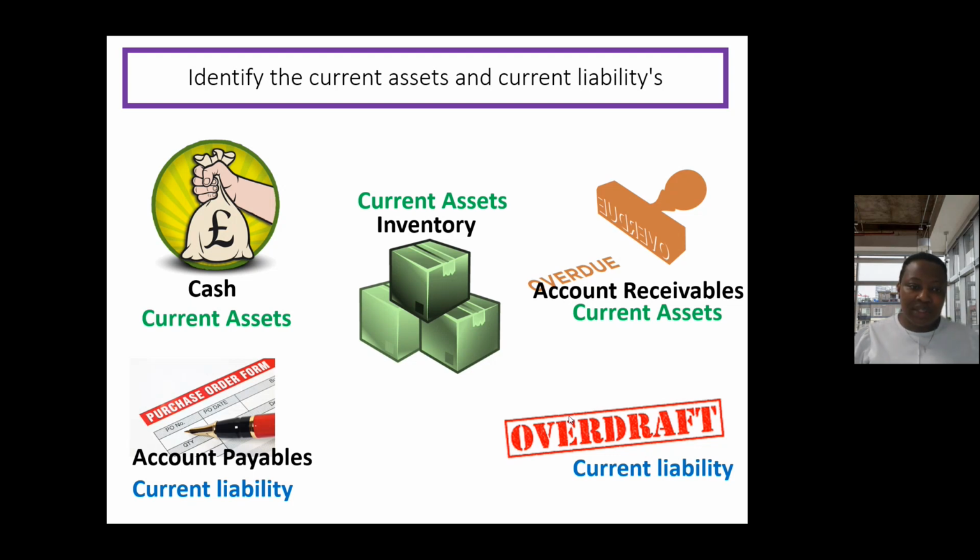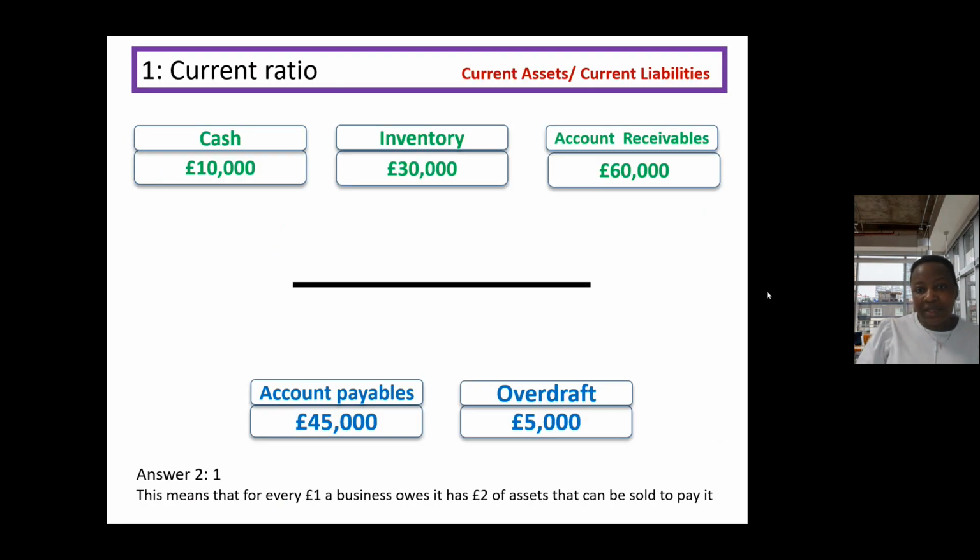So with current ratio, we said current ratio is current assets over current liabilities. So all of these current assets that we have, we're going to be dividing by our current liabilities. When we add all of this together, we divide it by our current liability. That's simply what current ratio is. So let's see that in action.